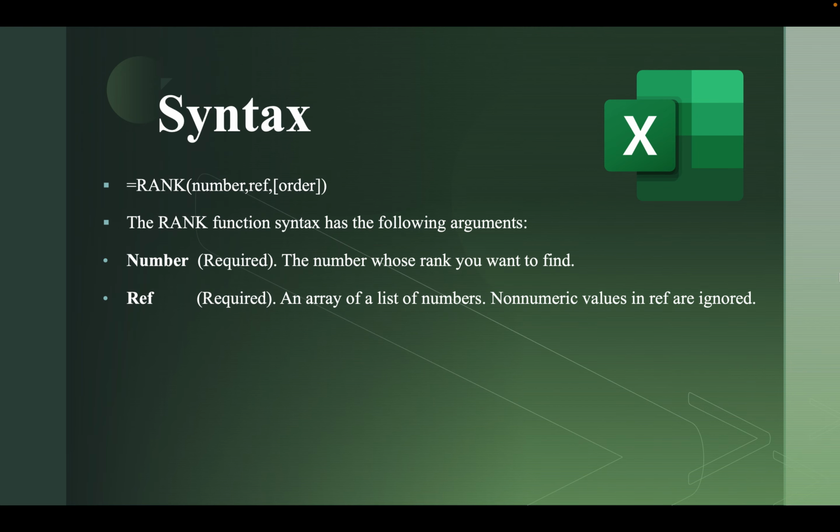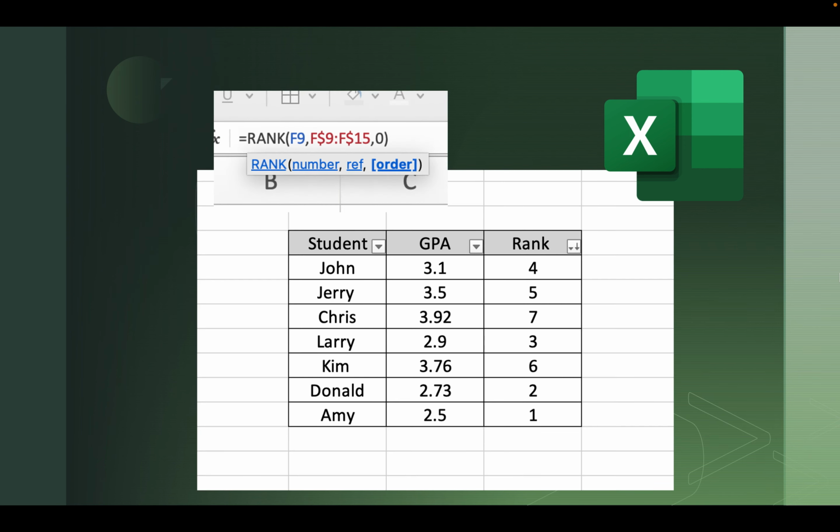Second argument is the reference. This is also required. This is an array of a list of numbers. If you have any non-numeric numbers in the list, they're going to be ignored. So if we look at the formula, the array is going to be all the GPA values. So in this case, it would be F9 to F15. Notice the dollar signs in the formula. I'll discuss those when we cover this in Excel. But basically, for John's GPA, we're going to be comparing F9 to the reference to see how he ranks.